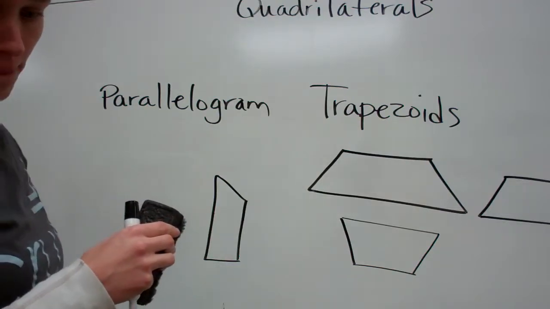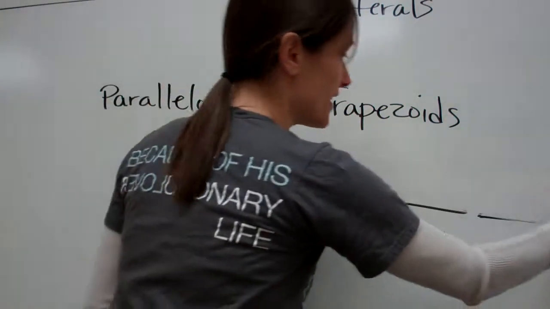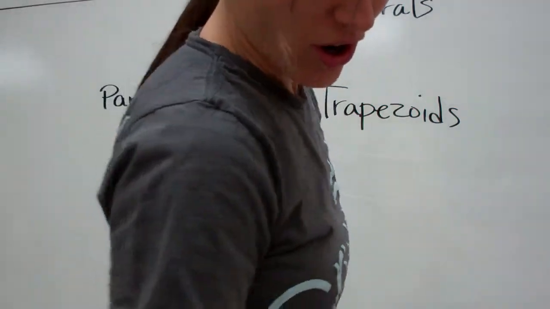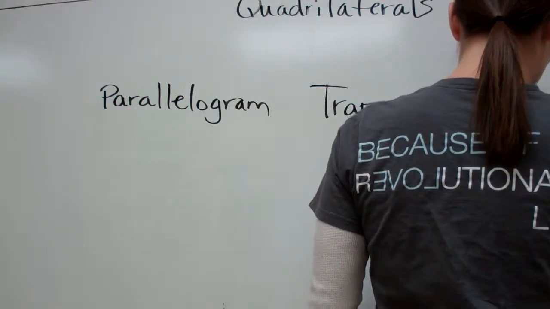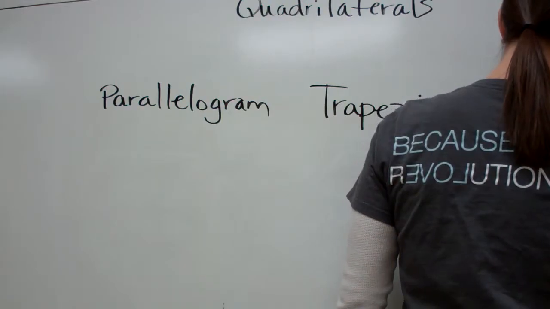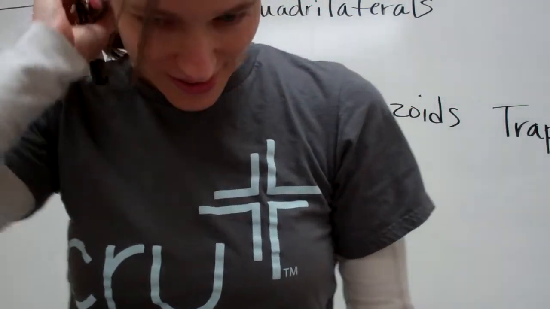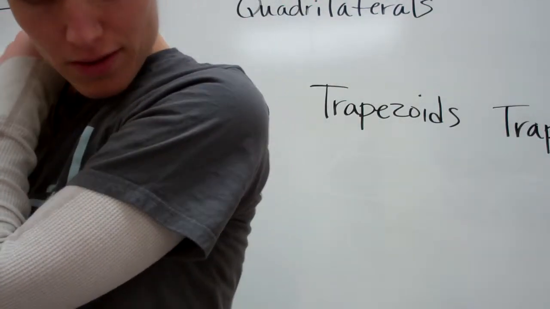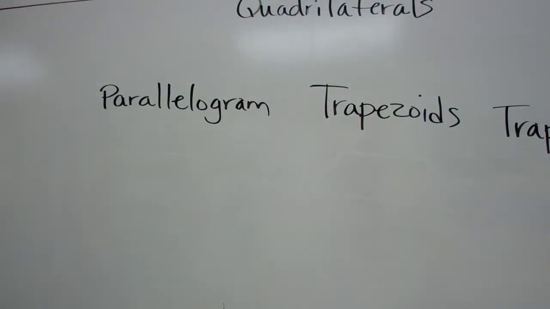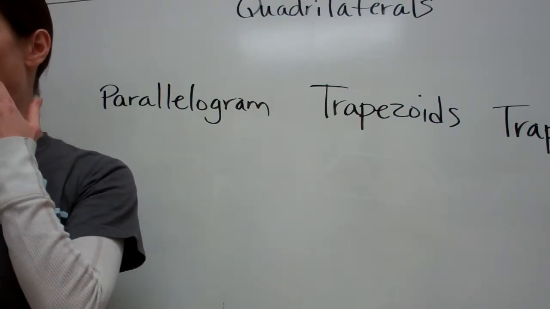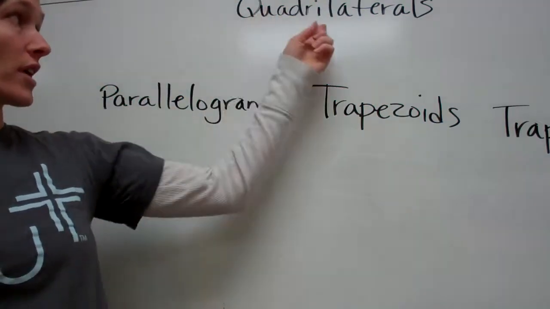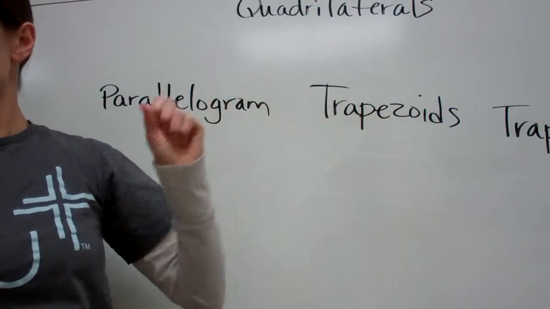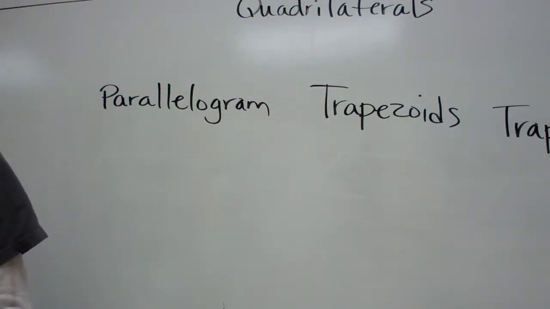Okay, the next one is called trapezium. Does anybody know what a trapezium is? It's a shape with no parallel lines. How do you do that? A circle? Yeah, but it has to have 4 sides because it's still under the quadrilaterals. A triangle? No, that would be 3.